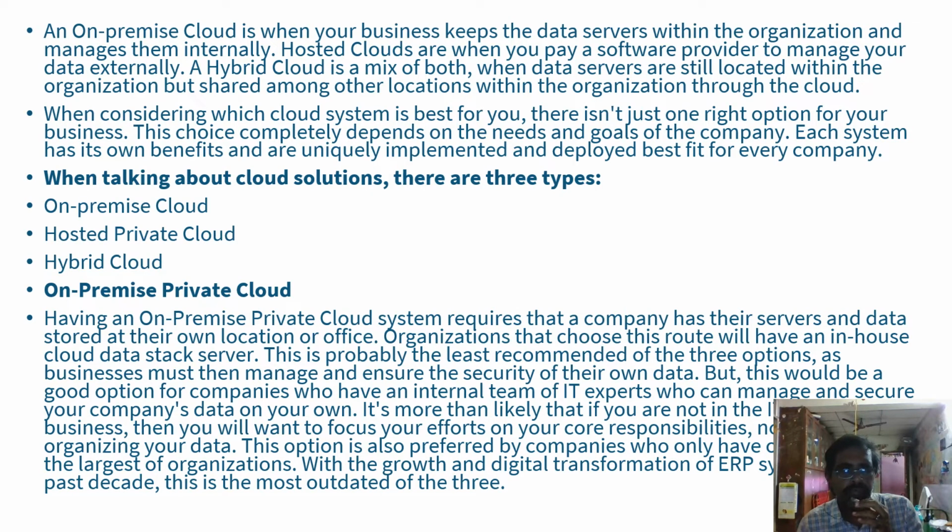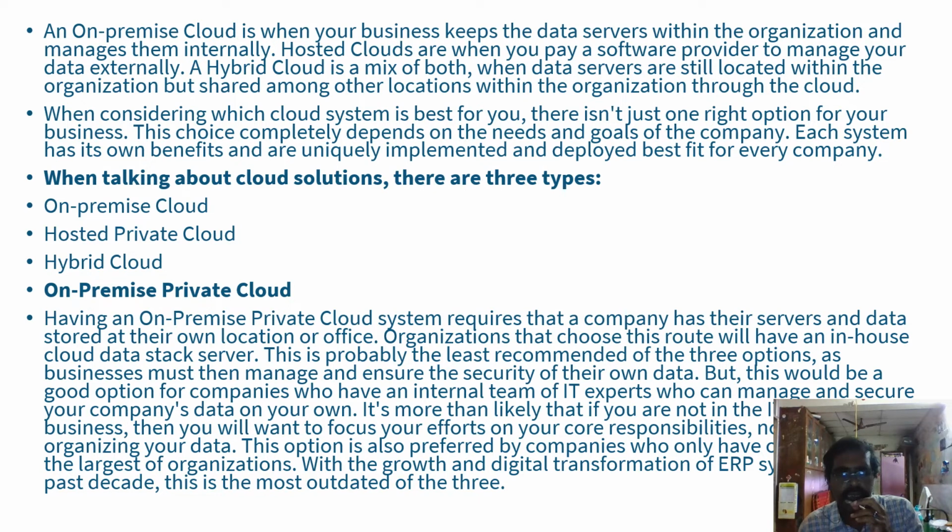So an on-premise cloud is when your business keeps the data servers within the organization and manages them internally, as I already told. Hosted clouds are when you pay a software provider to manage your data externally. That is called Google Cloud kind of thing; a lot of examples are there. And hybrid cloud is a mix of both, that is, on-premise and hosted cloud.